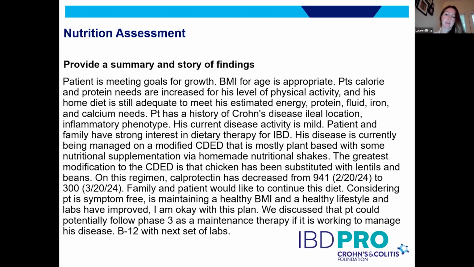But in this case, the family had found a protein powder online. I did not find much information on whether or not this protein powder was complete. I was able to see that it had iron and a little bit of calcium, but the label did not provide information on other micronutrients. And so I wanted just to double check the B12.